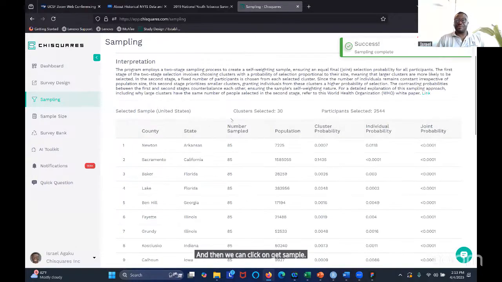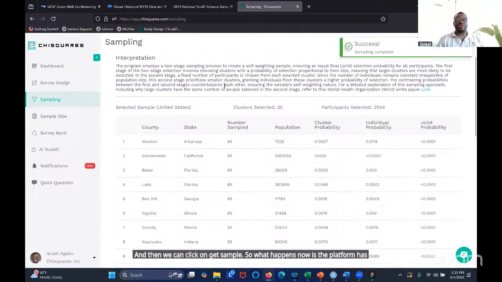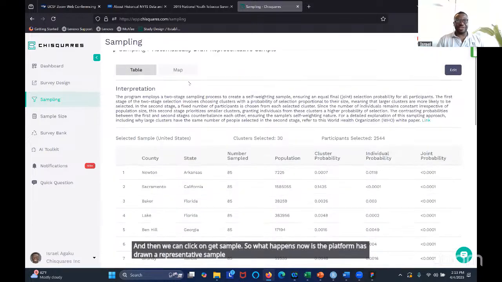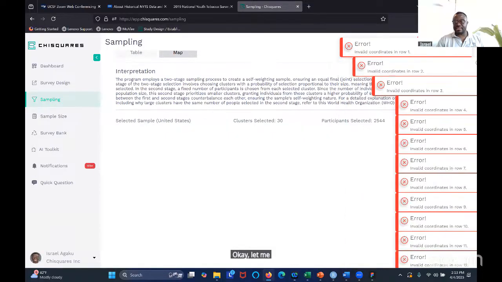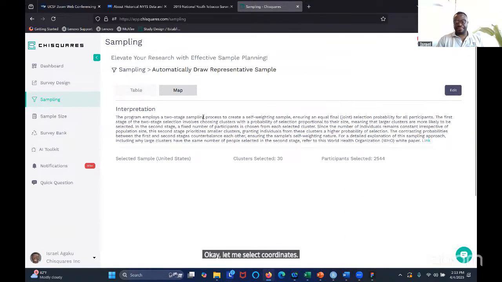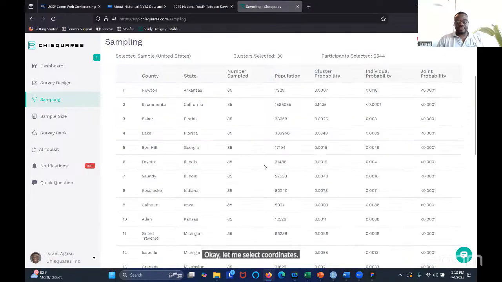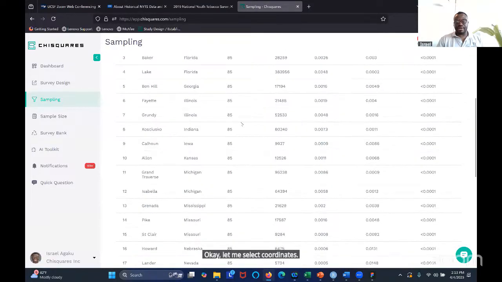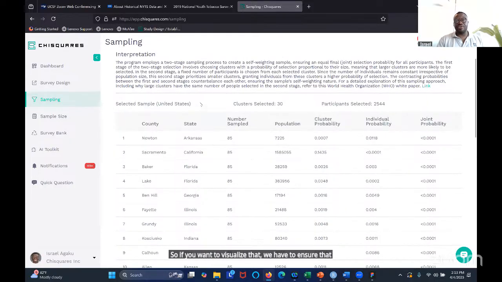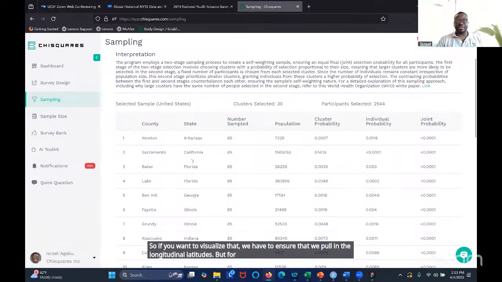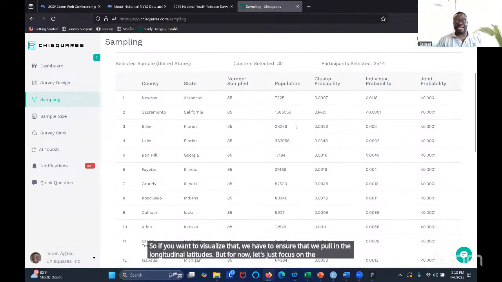So what happens now is the platform has drawn a representative sample for the entire United States. So first of all, let's look at the map to see what it looks like. Okay, let me go select coordinates. If we want to visualize that, we have to ensure that we pull in the longitude and latitudes. But for now, let's just focus on the raw data and explain the mechanism of what's happening behind the scenes.